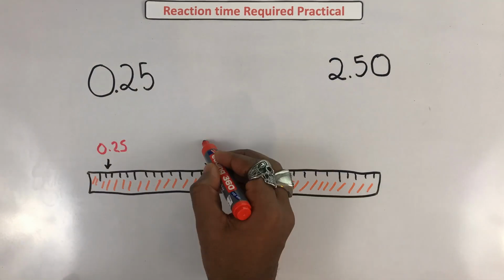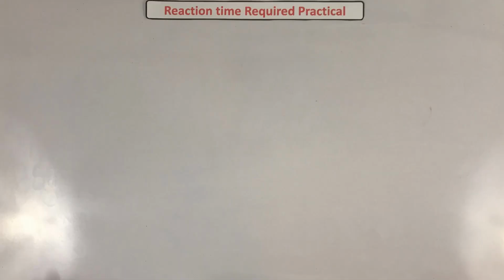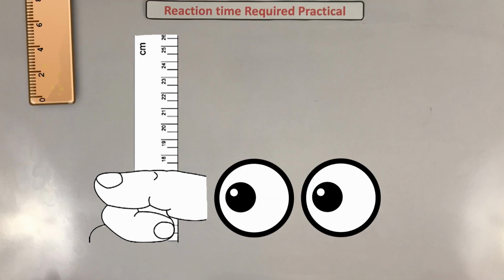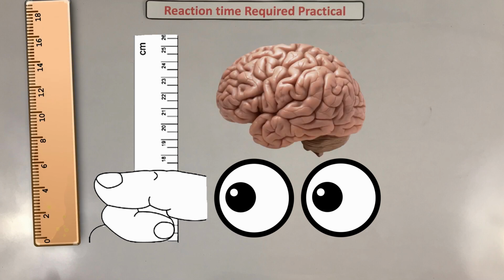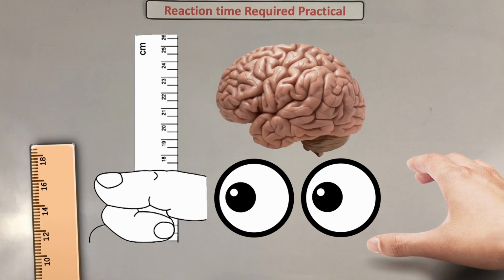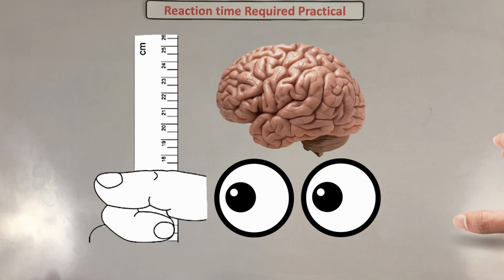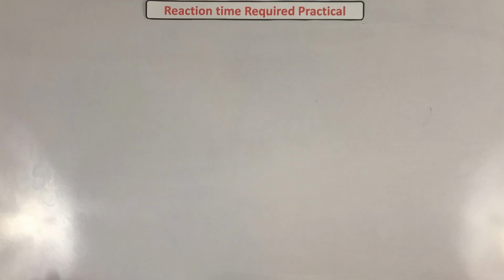A cheap and easy way of doing this in school is just to measure how long it takes you to catch a falling ruler. You just measure the distance, you don't even have to use time anywhere. Here the stimulus is the falling ruler. That visual information goes into your brain, which sends an electrical impulse to the muscles in your hand to contract and catch the ruler. The examiners can give you various variations of this experiment.